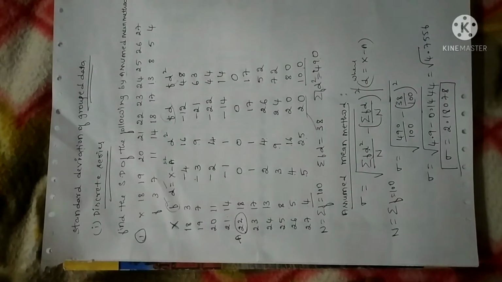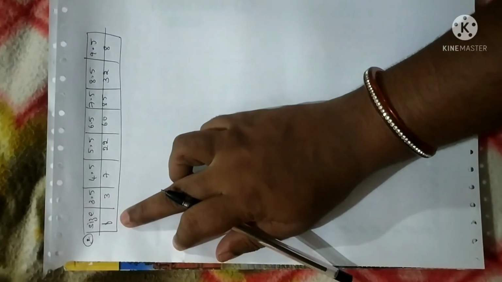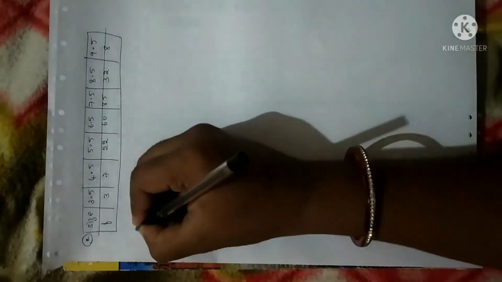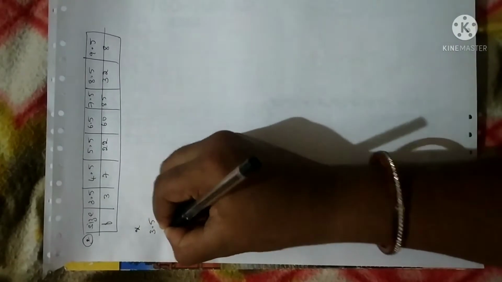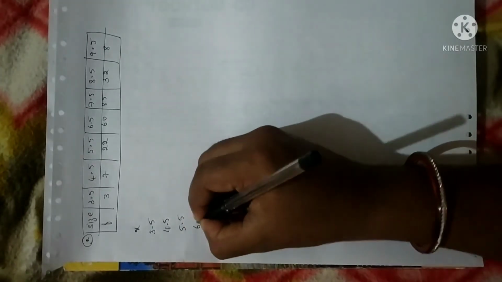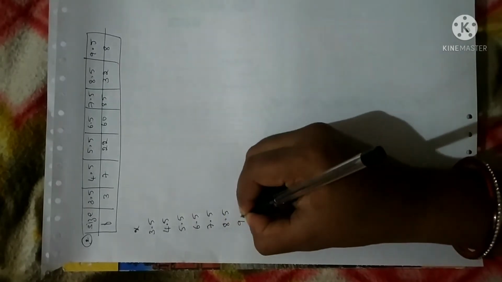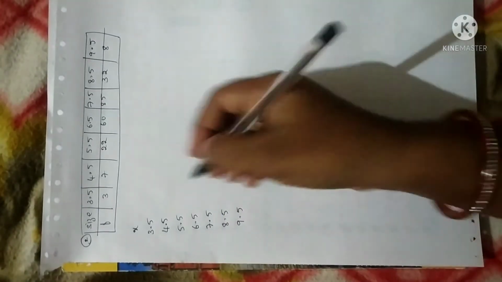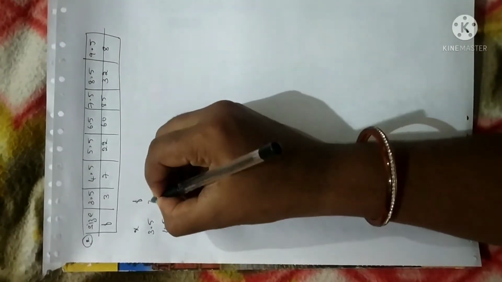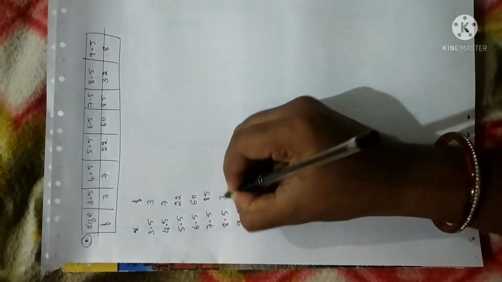So let me solve one more problem for discrete series. As I already told you, whatever the quantity you have, first you take it as x values, and the next values will be taken as f values. Let me take this as x value: 3.5, 4.5, 5.5, 6.5, 7.5, 8.5, 9.5. Right? So x values are given to us. Now we write the f values: 3, 7, 22, 60, 85, 32, 8.